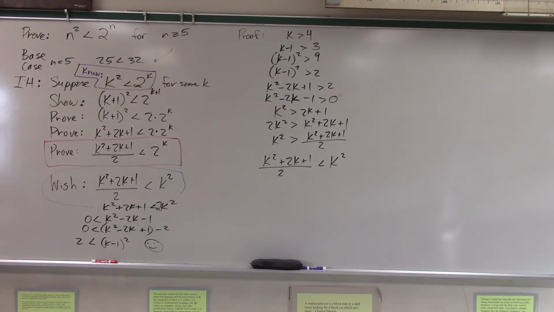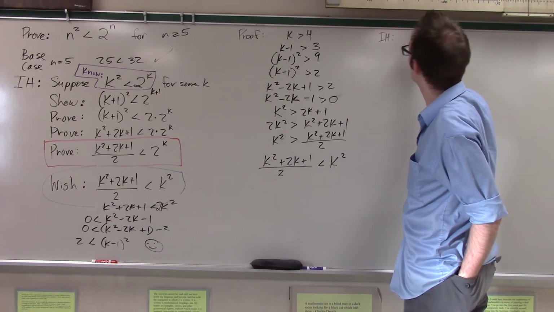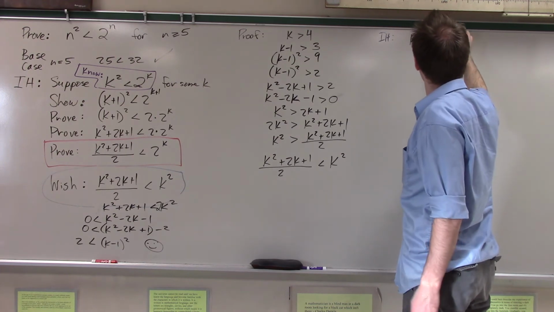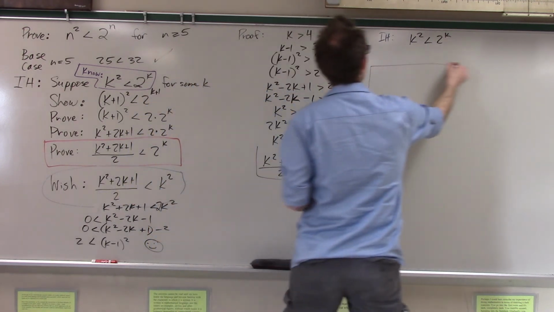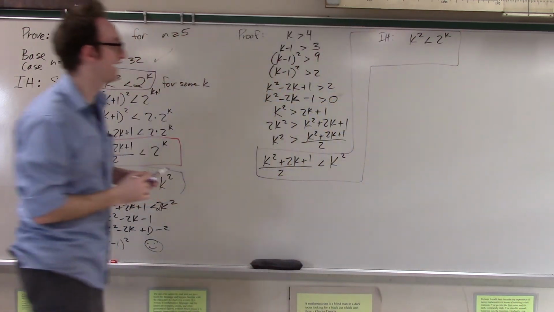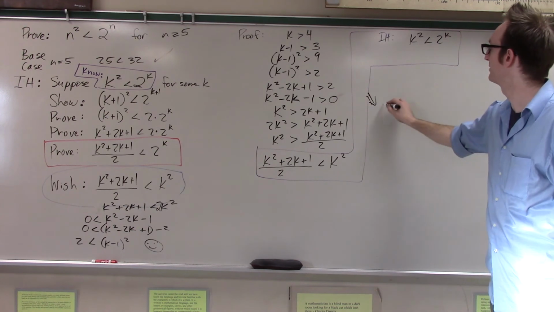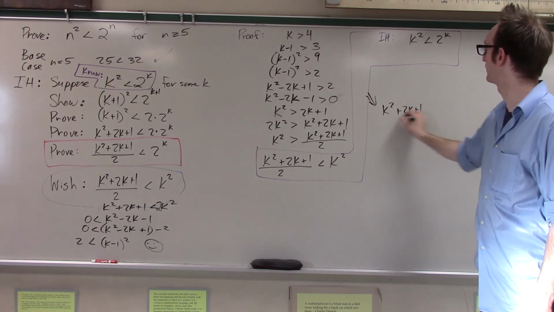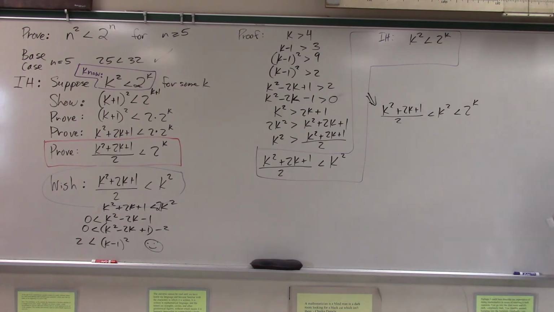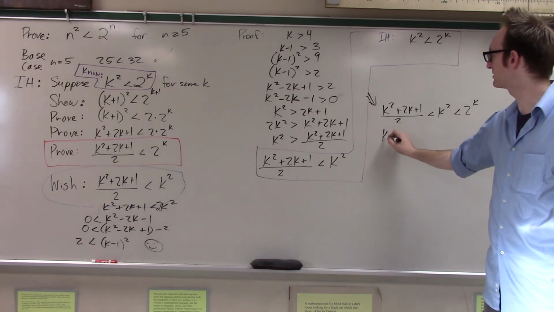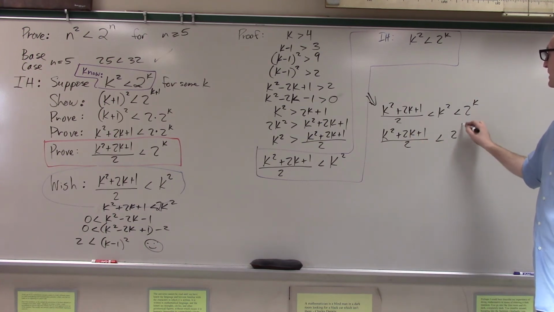Why did I want this wish anyway? I wanted this wish because I also know my inductive hypothesis. My inductive hypothesis is that k squared is less than 2 to the k. So if this is true, and this is true, then these two facts can be combined, and I now know that k squared plus 2k plus 1 over 2 is less than k squared, which is in turn less than 2 to the k. And what I really care about is just the first and the second one. So k squared plus 2k plus 1 over 2 is less than 2 to the k.